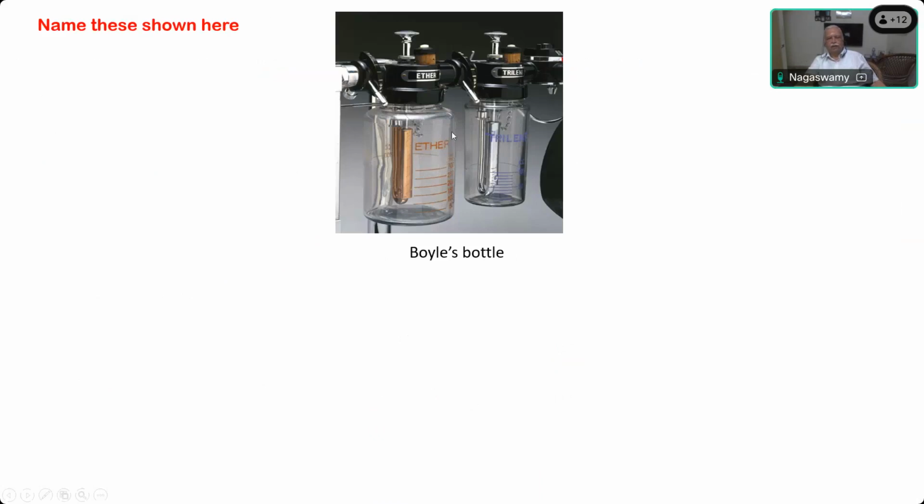So maximum you can pour up to 300 ml. You can see the marking here, whereas here it is hardly less than 100 ml. And the various parts, of course, they may not ask you, but just looking at it, can you say what this may be for?